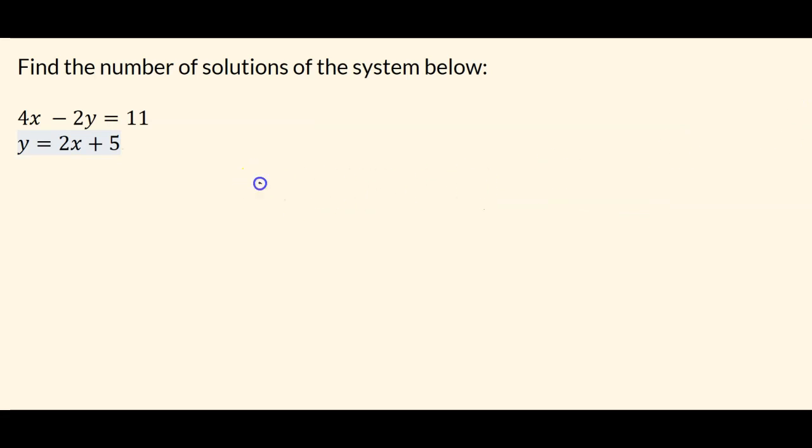Let's go to another example. Find the number of solutions of the system below. Let's write out the first equation: 4x minus 2y equal to 11. We're going to rewrite this in slope-intercept form, so we subtract 4x from both sides. We have negative 2y equal to negative 4x plus 11. And now we're going to divide everything by negative 2.